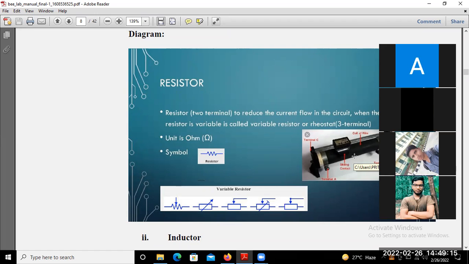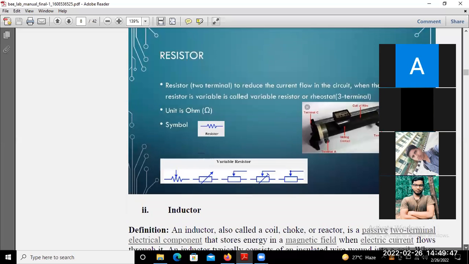Actually, if you want to control the current, if you want to change the current value, then we have to insert resistance in that particular circuit. If resistance increases, current obviously decreases. So you may use this rheostat if you want to control the current value. Is it clear? Yes sir. Okay.